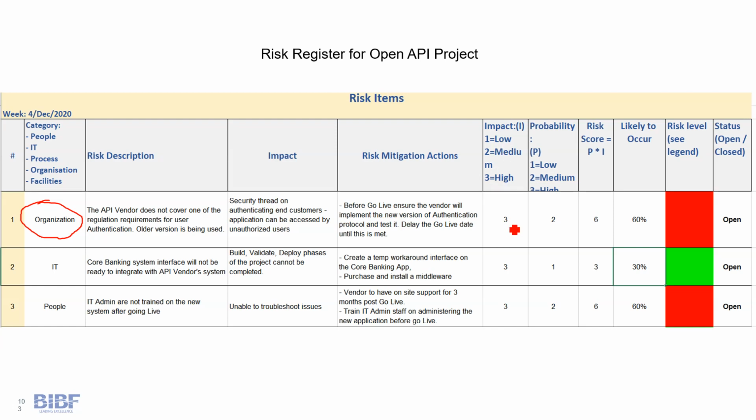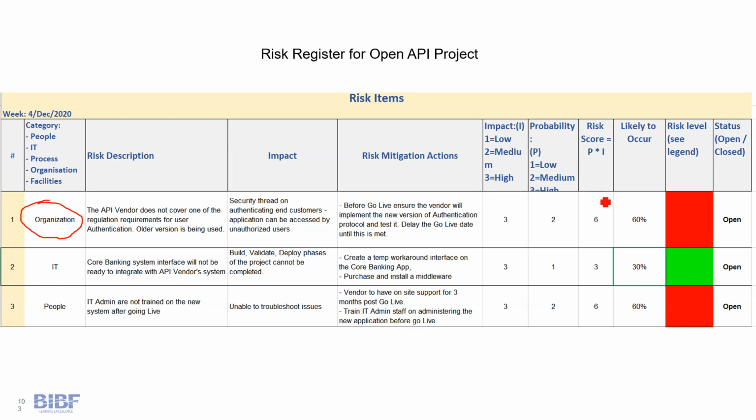So the impact of this risk is 3, which means it's high. It's a high impact because it's going to impact the go live of your project. The probability of it occurring is actually medium, right? Because if the vendor mitigates this risk, or if you can mitigate this risk before the go live date, it does not impact your project.